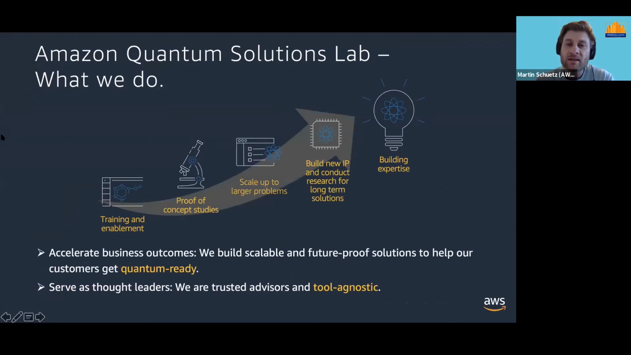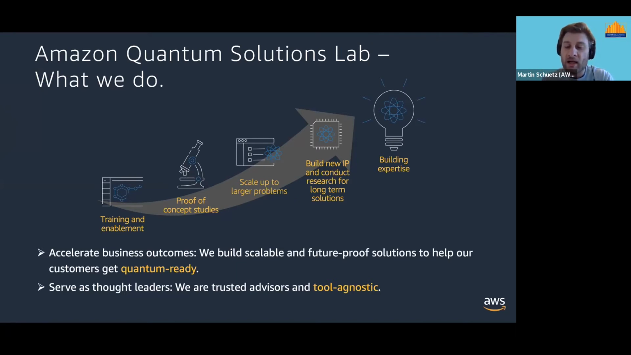The way this typically looks is that this is not a single shot, but it really takes our customers on a journey where we try to help you get quantum ready through training and enablement workshops, proof of concept (POC) studies, all the way to a stage where you are enabled to build expertise and IP in this new emerging tech arena. But something that is very close to our hearts is that on the way, we also really want to have business impact today and help you scale up to larger problems that go beyond simple proof of concept studies.